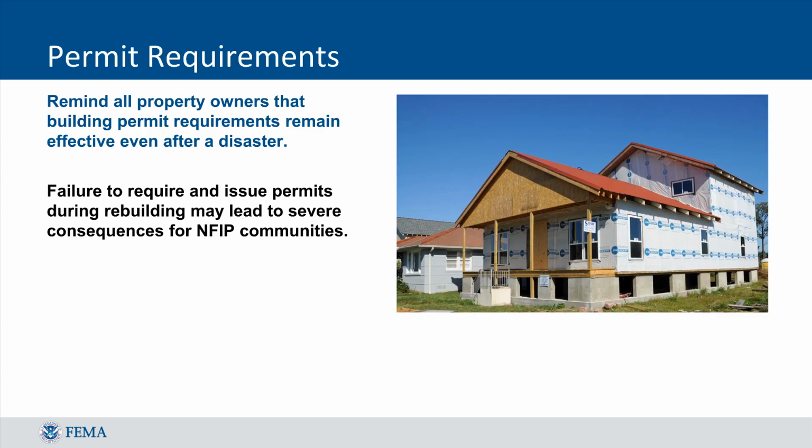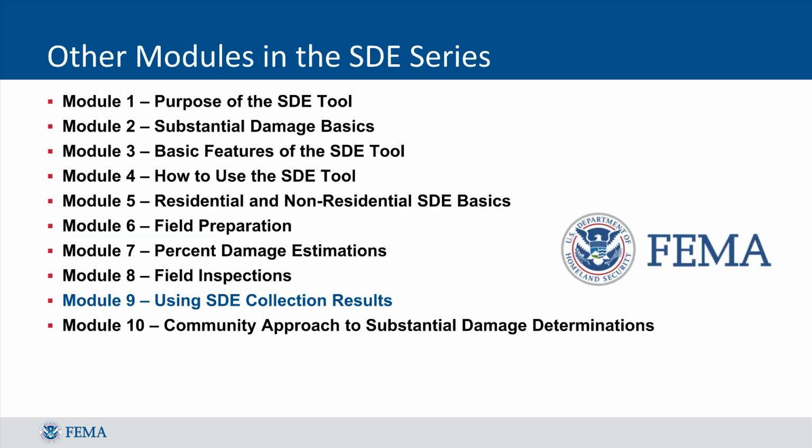In your determination letters, remind property owners that building requirements remain in effect after a disaster. These permits increase workload for community building officials, but it's necessary to avoid rebuilding in violation of adopted building codes, standards, and floodplain ordinances. If permits are not issued during the rebuilding, it can lead to severe consequences down the road, especially if your community participates in the NFIP.